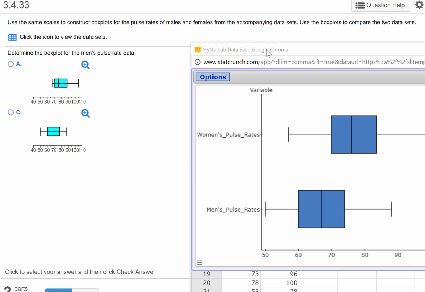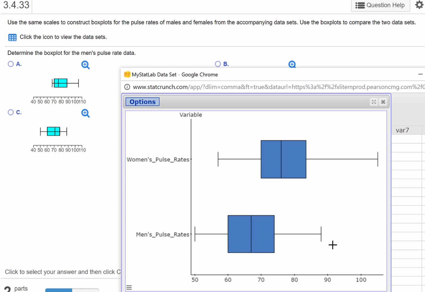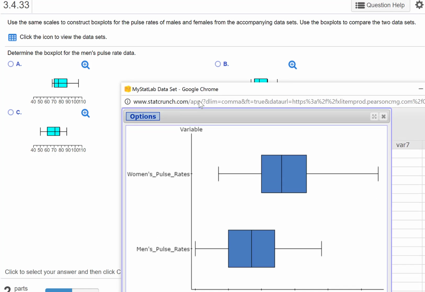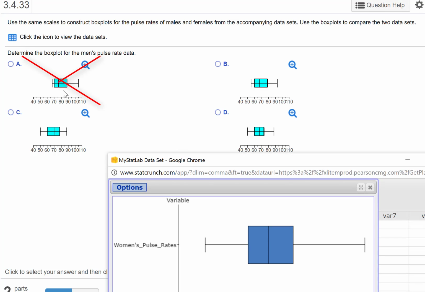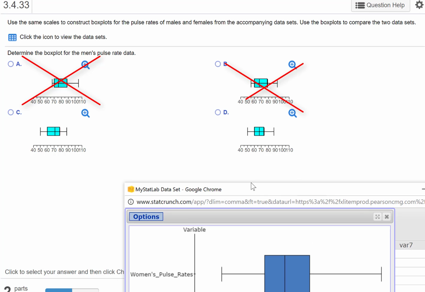So this first one asks for the men's. And our men's goes from 50 to 90. Let's see if we can eliminate any of these. Yeah, we know it's not A. Looks like this one goes a little beyond the 90. Let's see what we got here. Yeah, and this one goes just a little to the left of 90, so we can eliminate A and B based on that. And now we're going to look at the box itself.